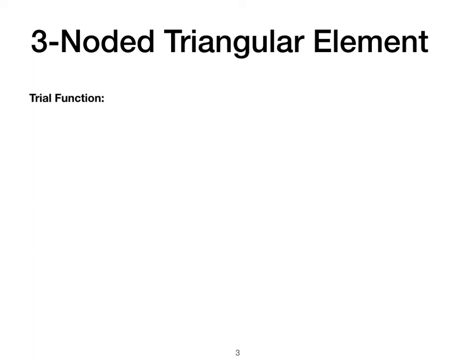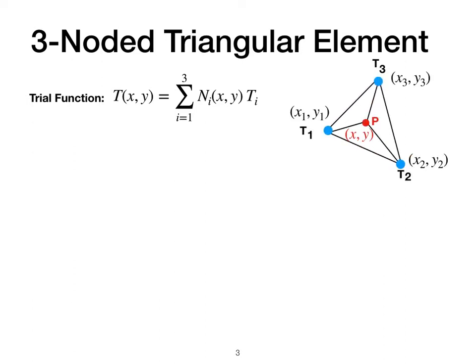Now the trial function, we know that T(x,y) is equal to the summation of the shape functions multiplied by the nodal temperatures Ti. So if T1, T2, T3 are the nodal temperatures, then the temperature field inside the triangular element is given by N1 T1 plus N2 T2 plus N3 T3, where the shape functions we already know from the previous slide.